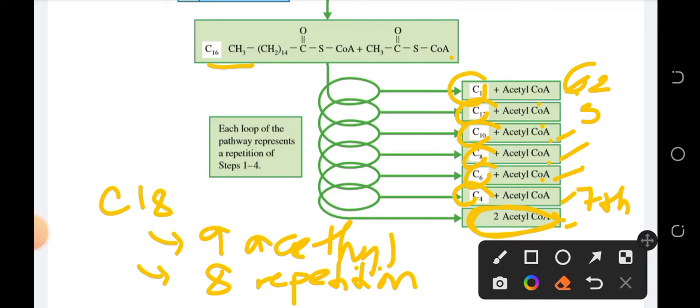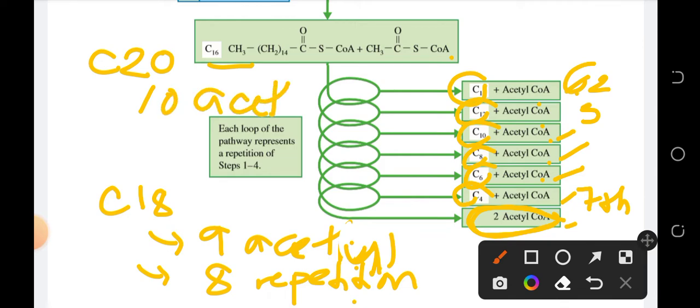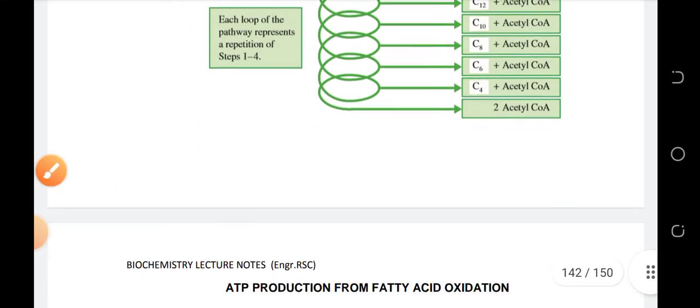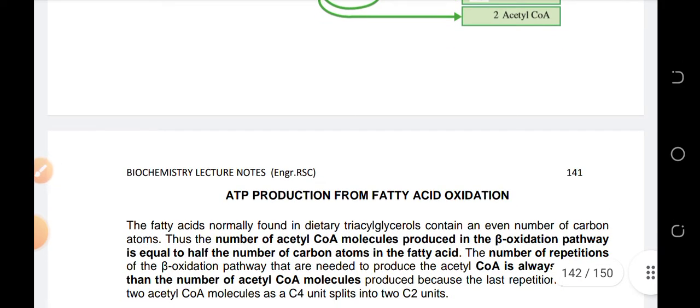Kasi nga dito sa ating last stage, dalawa na ang ating mapoproduce na acetyl-CoA rather. Okay? So, kapag pinag-usapan naman natin ay 20 carbon atoms, alam natin dapat na divide by 2 lang, 10 ang ating acetyl-CoA, tapos -1, 9 repetitions lang. So, ganun lang yung math computations niya. Okay?